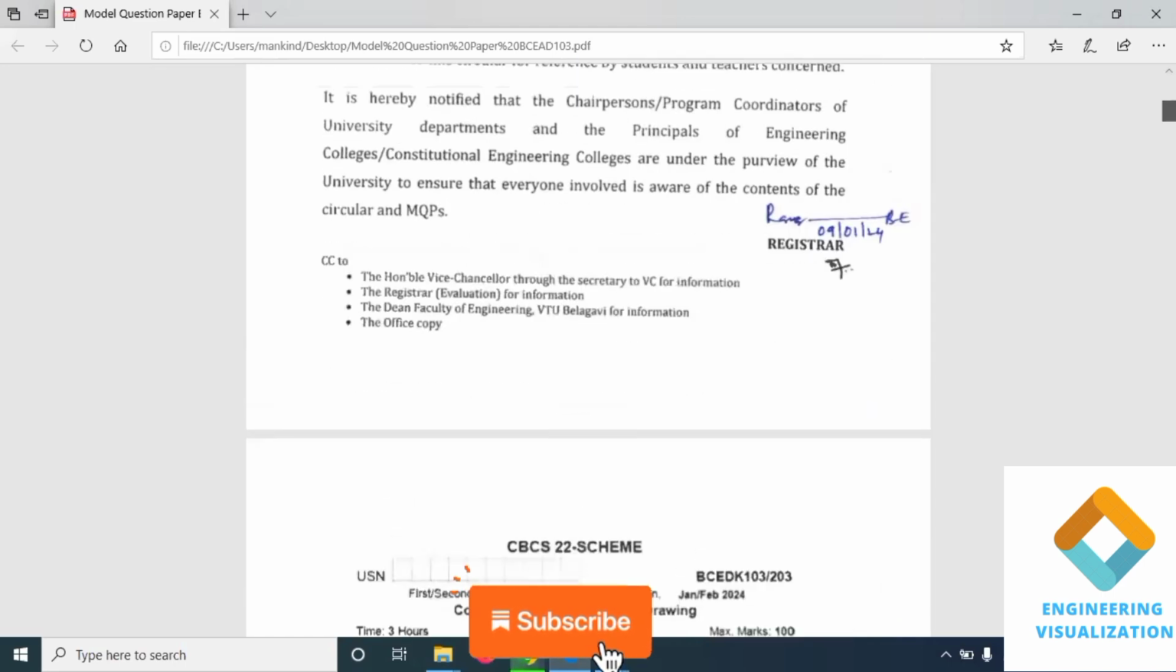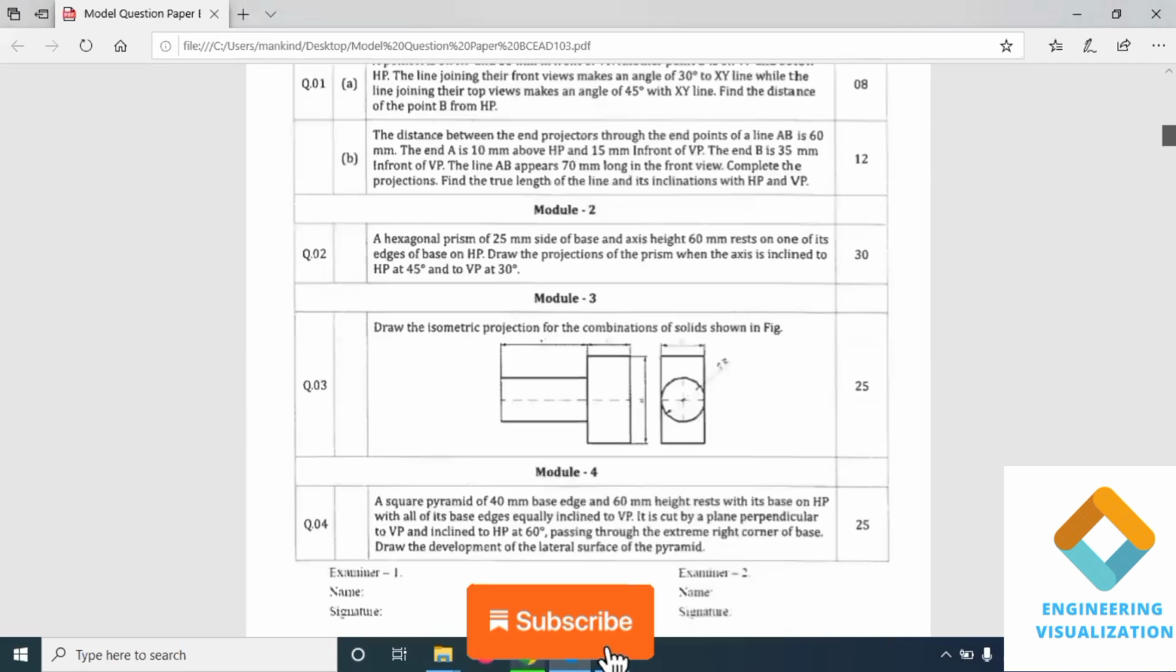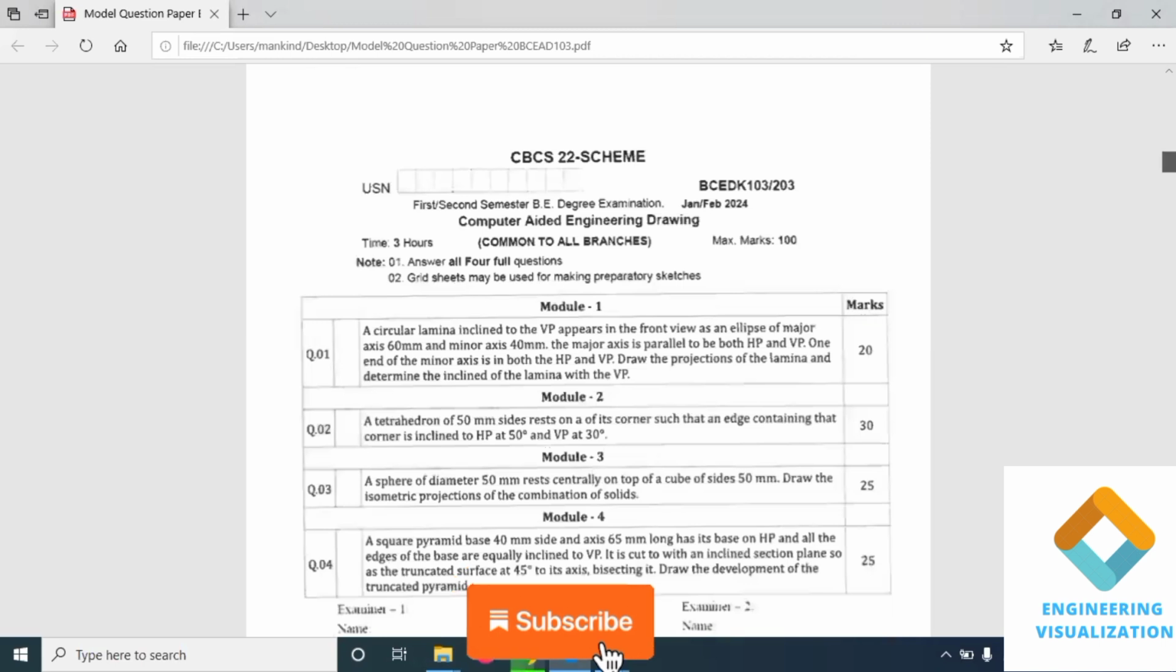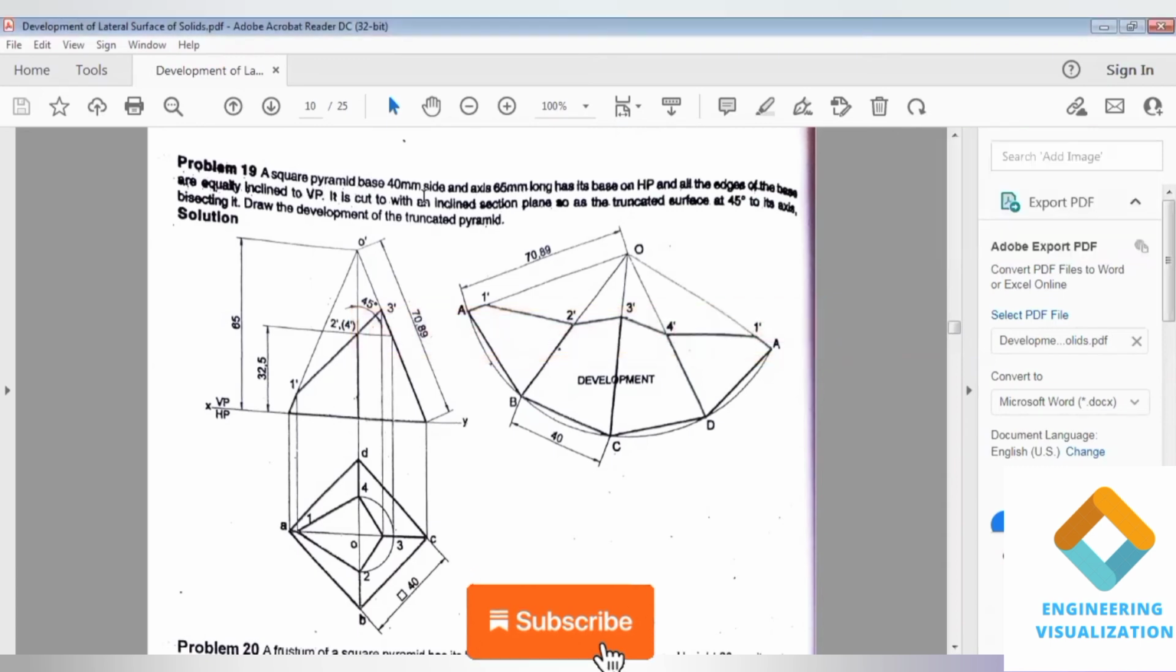So we are solving problem number 4, that is the development of a square pyramid problem in model question paper 2. You can see a square pyramid is given, base 40 mm side and axis 60 mm long, has its base on HP and all the edges of the base are equally inclined to VP, and it's cut with an inclined plane. Okay, the same question which I have taken from the solution book. Here it is easy to study and do the solution. We cannot just go back and forth like that, so that's why I have taken it like this here.